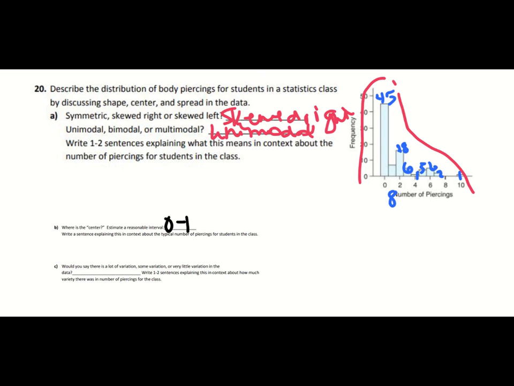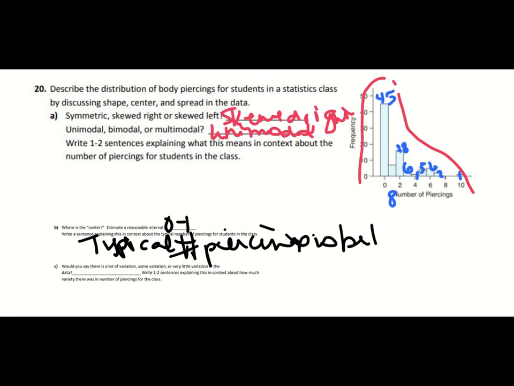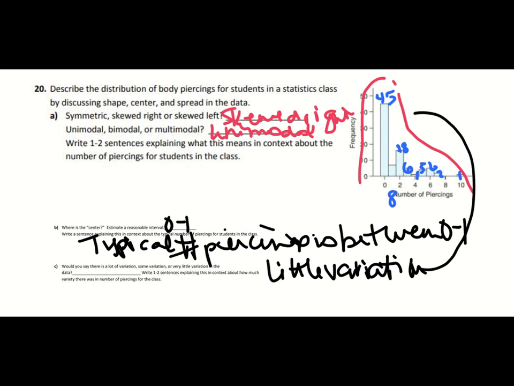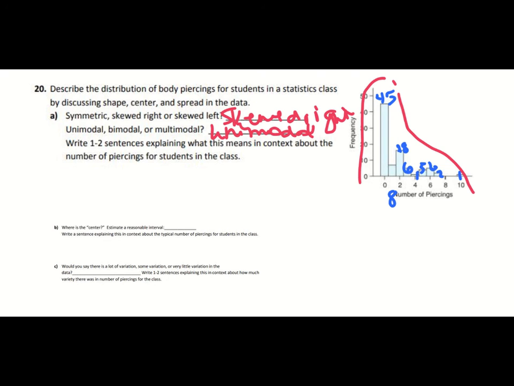Write a sentence explaining this in the context of the typical number of piercings. So your typical number of piercings is between 0 to 1. Would you say that there's a lot of variation, some variation or little variation? There's little variation because you see that you have this one huge bar here with the 45. So there's not a lot of variation in the data for this.